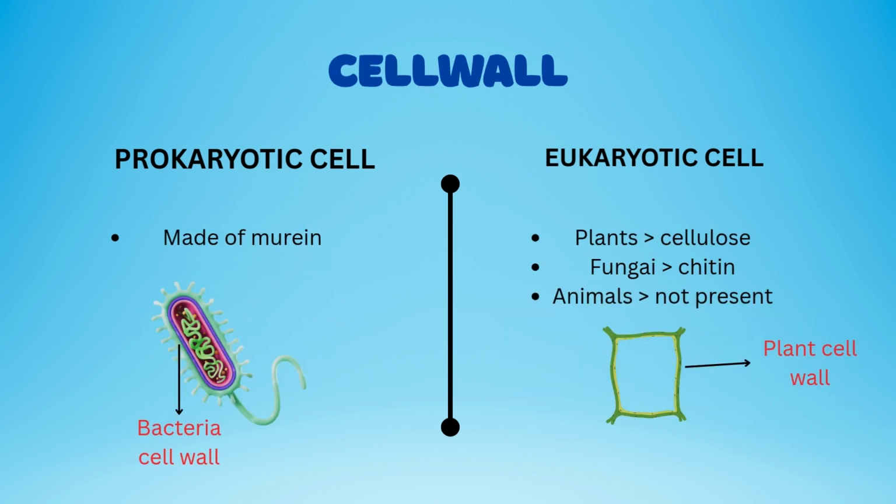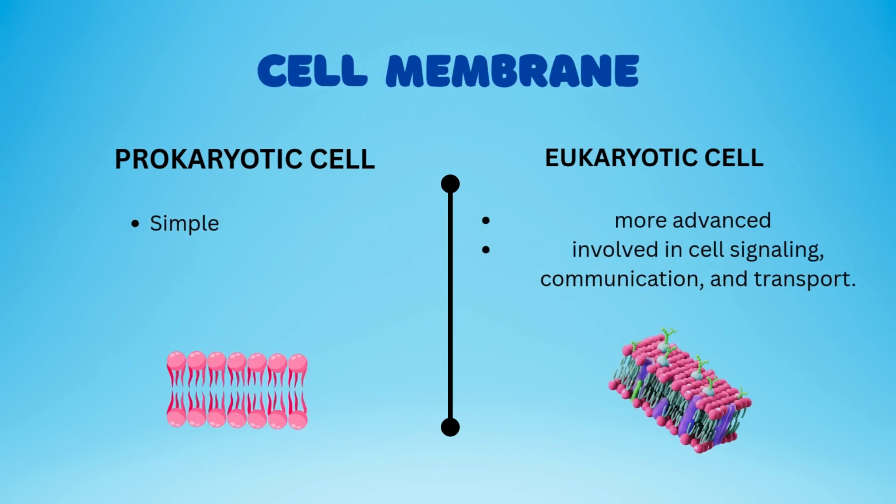Prokaryotic cell walls are usually made of peptidoglycan. Eukaryotic cell walls, if present, like in plants, are made of cellulose, and in fungi, chitin. Remember, animal cells don't have a cell wall. Both cell types have a plasma membrane, but in eukaryotes, it's more advanced, involved in cell signaling, communication, and transport.